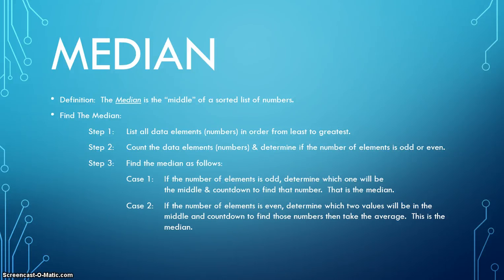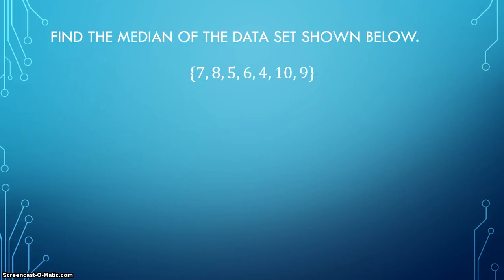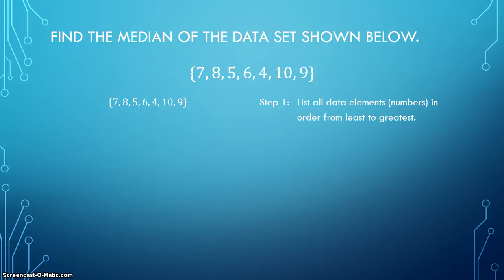Alright, so we are going to go over a couple of examples, and the first example we're going to take a look at is this one right here. We have a set: 7, 8, 5, 6, 4, 10, and 9. What we're going to do is order the numbers in the set. Looking through the set, we see 4 is the smallest, then 5, 6, 7, 8, 9, and 10. So the reordered list is 4, 5, 6, 7, 8, 9, and 10, listed from least to greatest.